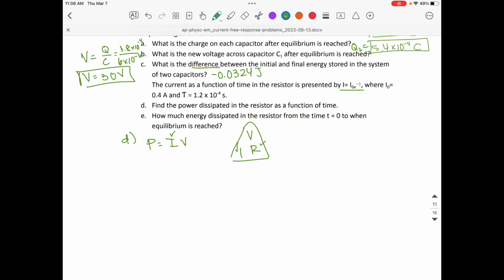So I'm going to rewrite my power equation so that I have I and R in it. So that means that the power is equal to I times IR, which is just I squared times R. So yes, we are going to have to square this function, and that is a negative t over tau. And the resistance is 120 ohms. The I here is 0.4, but I'm going to square that because the function is squared. And then I'm going to also square the exponent, which is just multiplying together, if you remember from algebra.